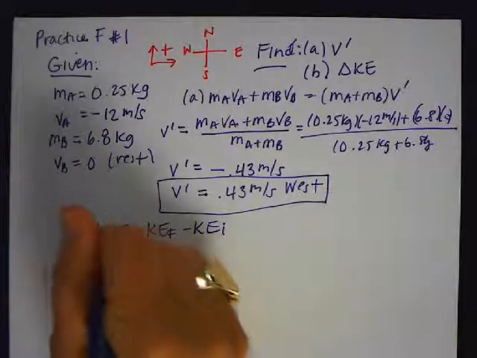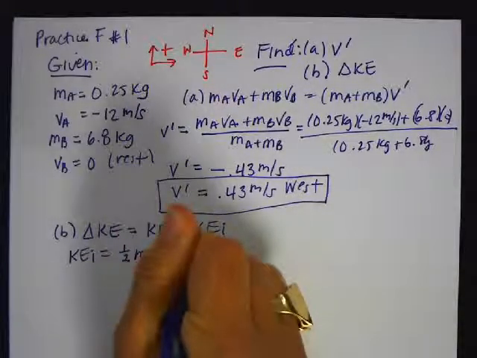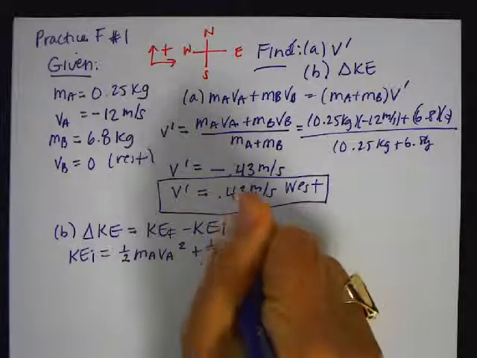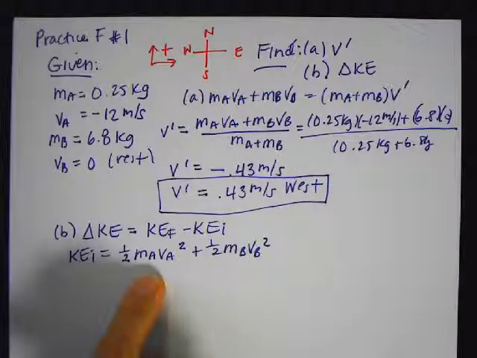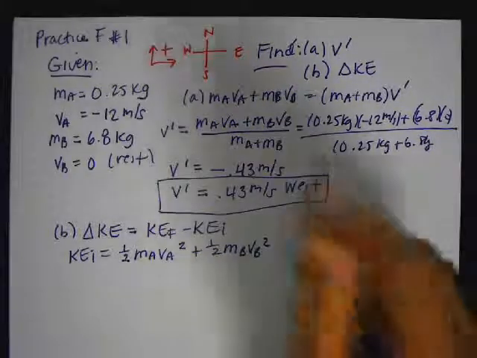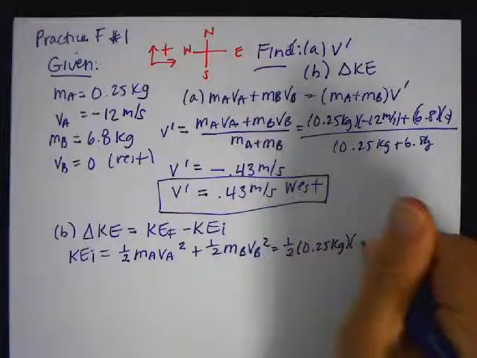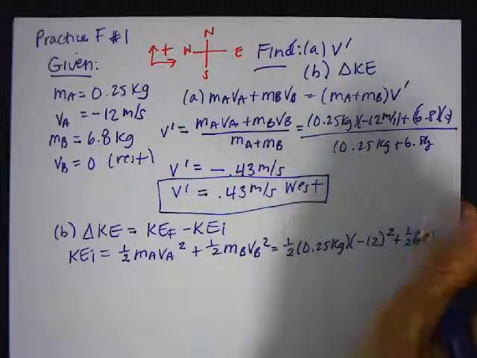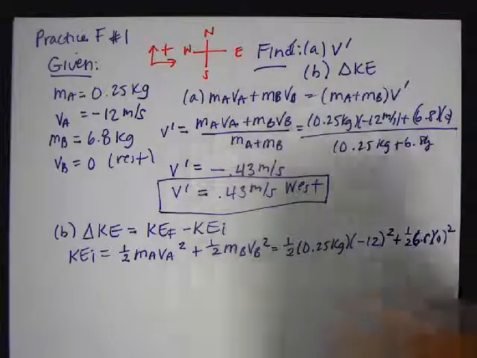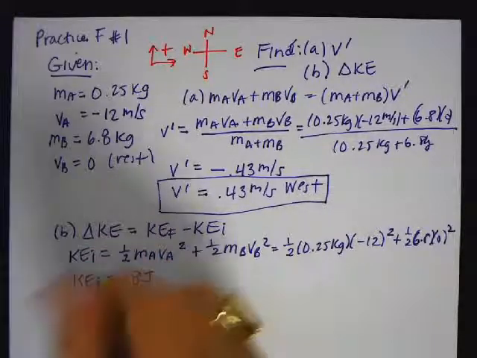So first I'll calculate KEI. So KEI is 1/2 MAVA squared plus 1/2 MBVB squared. So the kinetic energy before is the sum of the kinetic energy of object A and the kinetic energy of object B. So that's going to be 1/2 times 0.25 times negative 12 squared plus 1/2. Now the target's at rest, so it's 0 squared. But I just wrote it out. So KEI comes out to be 18 joules.